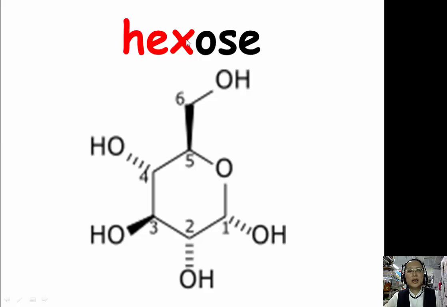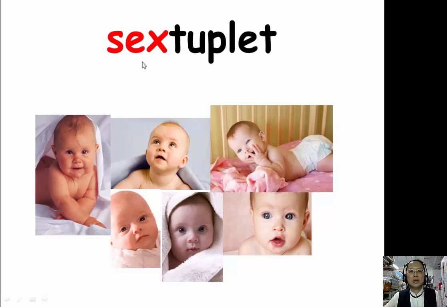We have one more example, hexose. Hexose, remember yesterday we learned about pentose. The suffix ose meaning sugar. So hexose is a sugar with 6 carbons. 1, 2, 3, 4, 5, 6. 6 carbons, hexose. Some of the hexose are really important for all the organisms, like glucose and fructose. They are both hexoses.